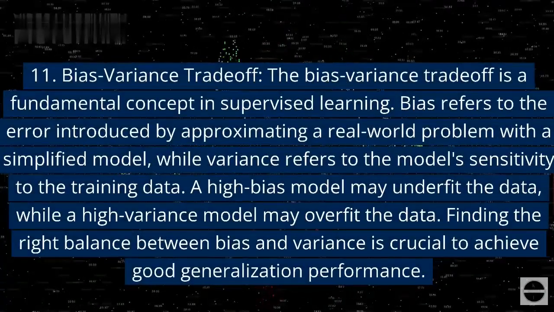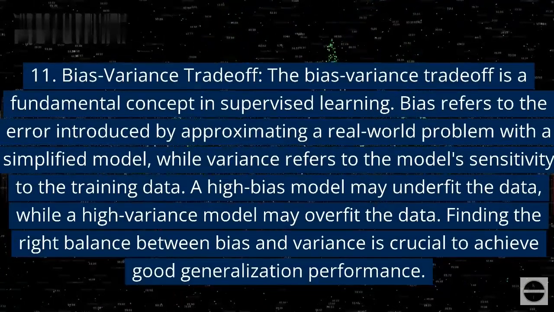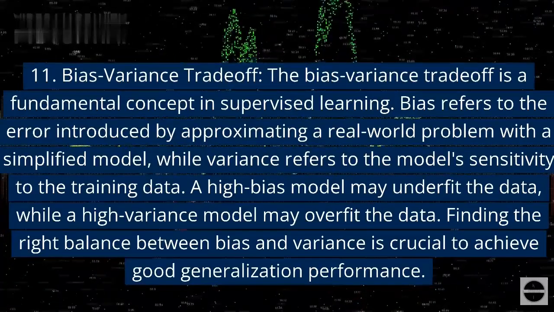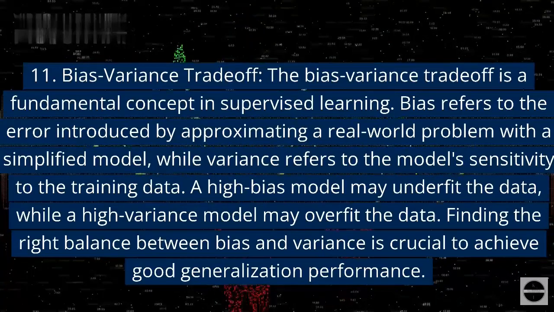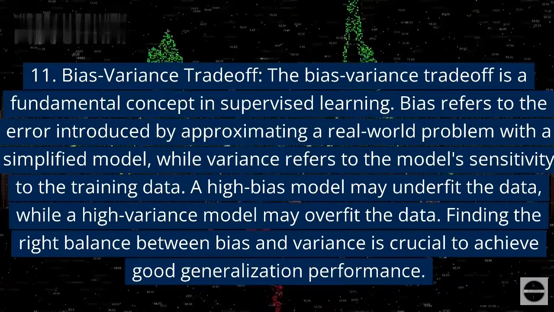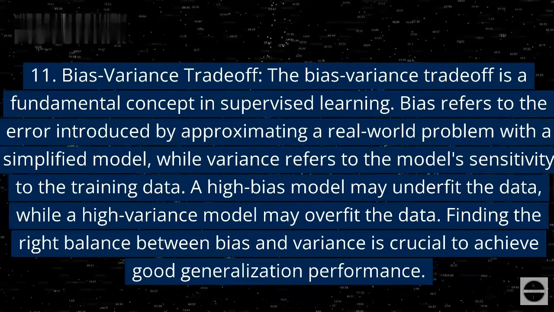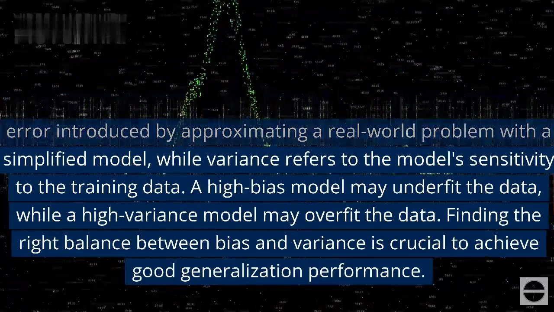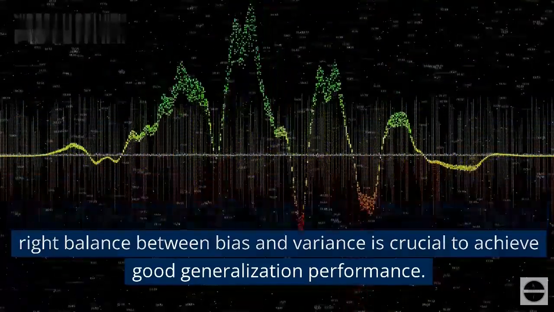Bias-variance trade-off. The bias-variance trade-off is a fundamental concept in supervised learning. Bias refers to the error introduced by approximating a real-world problem with a simplified model, while variance refers to the model's sensitivity to the training data. A high-bias model may underfit the data, while a high-variance model may overfit the data. Finding the right balance between bias and variance is crucial to achieve good generalization performance.